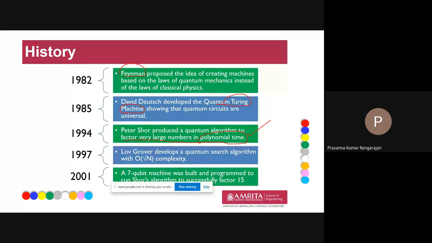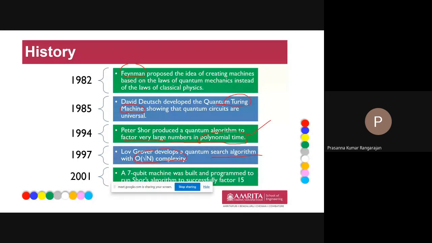And then of course in 1997, there was a major breakthrough when Lov Grover developed a quantum search algorithm. This is another interesting happening that happened way back in 1997, and you can see the complexity of that for the algorithm proposed by Grover.